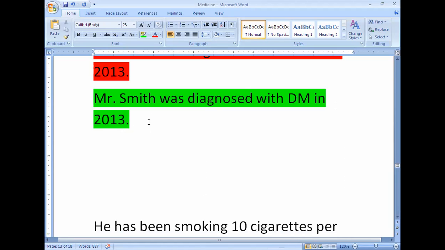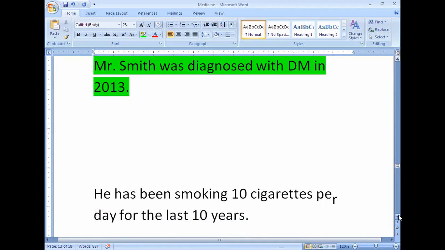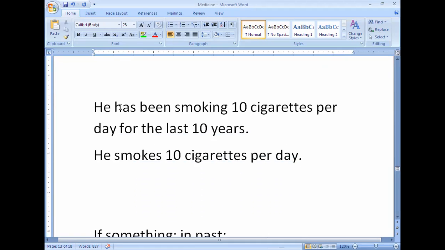This is not a chronic condition. This is a common mistake. For chronic conditions, we should use it like this, but with acute conditions, we don't need to show a time period. We cannot say he has had acute appendicitis since 2013. It means she has had acute appendicitis for the last 10 years. That is wrong, okay? Clear.